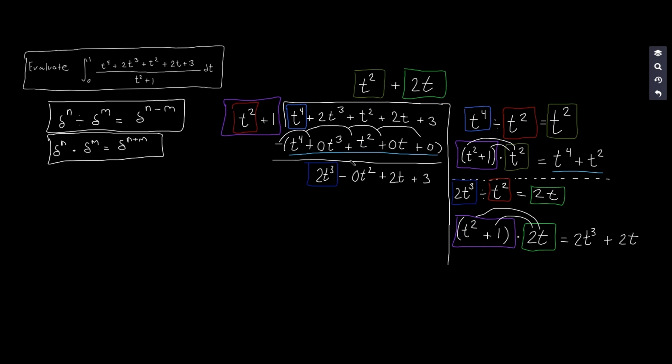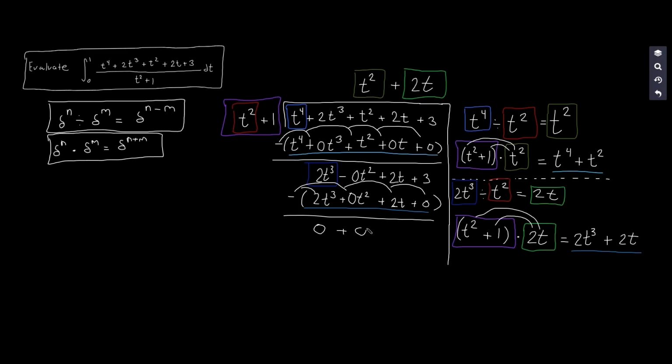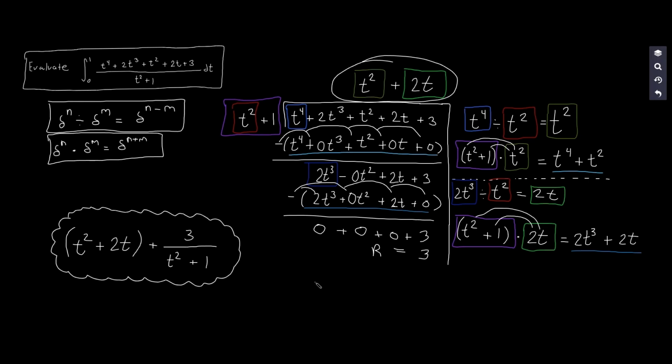And then we'll subtract it from what's in our dividend. We'll distribute this negative sign to all of these terms in the polynomial. And we'll end up with 0 plus 0 plus 0 plus 3, which of course just equals 3. So the remainder is 3. And our answer is presented up top. And then we can set this up as follows. This will be our answer.